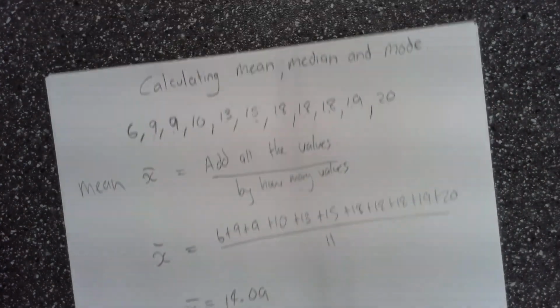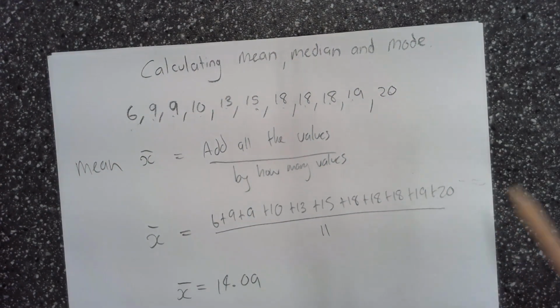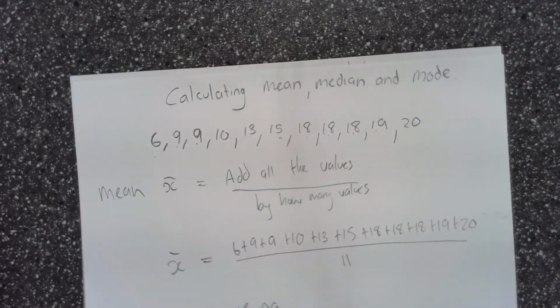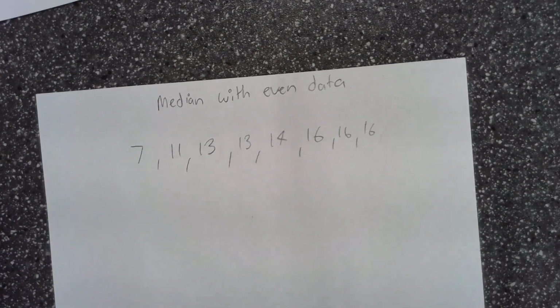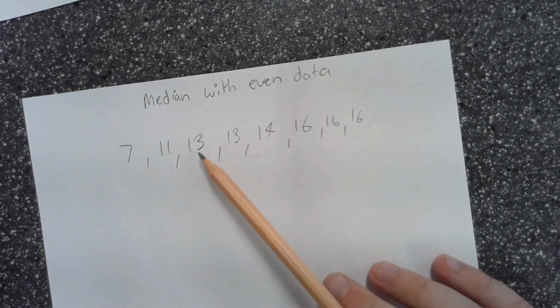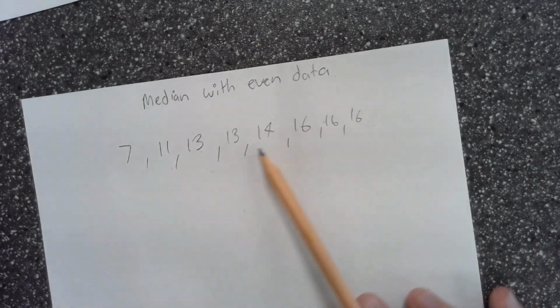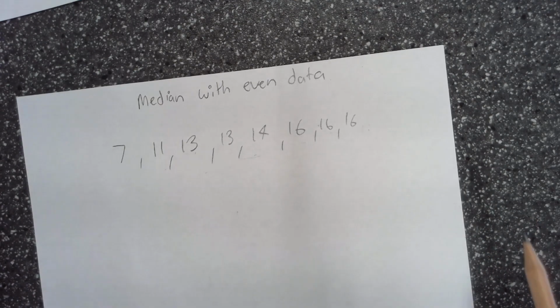But this works when we have an odd number of values. What happens when we have an even amount of values? So we've got some new data here. We've got 7, 11, 13, 13, 14, 16, 16, 16. So that means we've got 8 numbers.